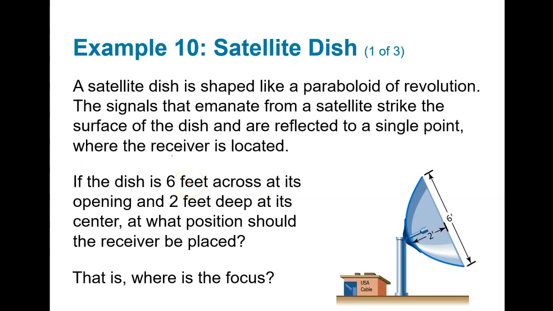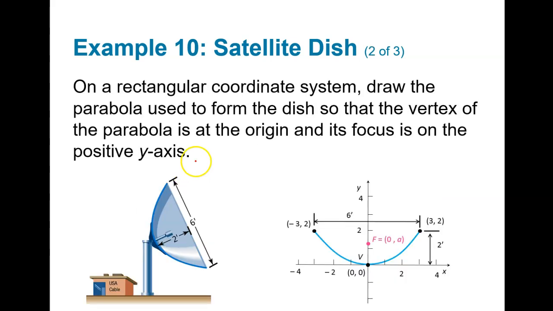So the question here is, if the dish is 6 feet across and it's 2 feet deep, where is the focus on that thing? You can see what we've done here is we've centered it at the origin just to make the math easier than having some HK center. And there is the 2. And you can see that we've gone to the left 3 and the right 3 to get that 6.